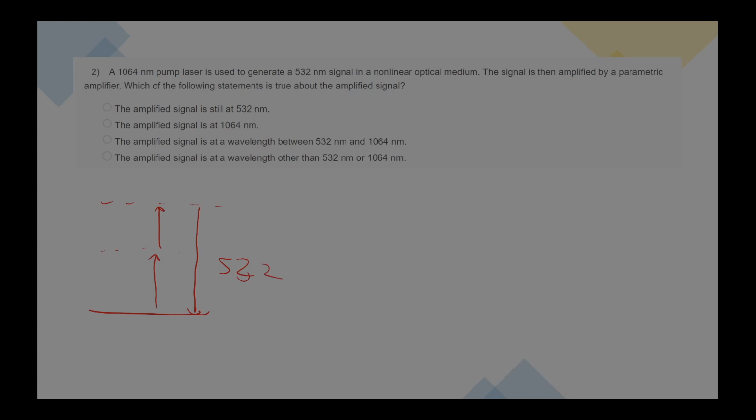Now the thing is that the signal is then amplified by a parametric amplifier. So in a parametric amplifier what is happening? There will be a sum or a difference of frequencies, the newly generated frequency. If we take the sum of the signal wave and pump, then it can be other than 532 and 1064. I thought that would be the answer.